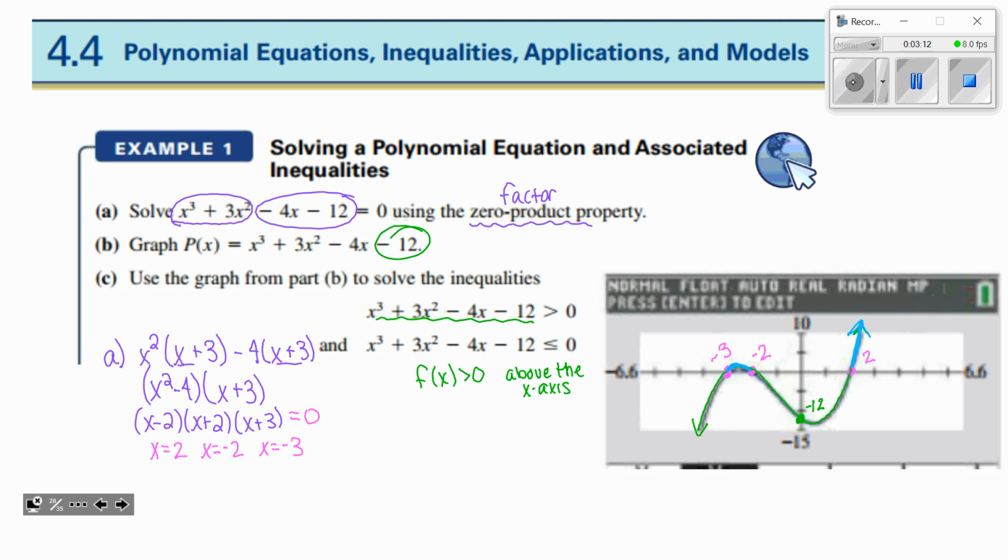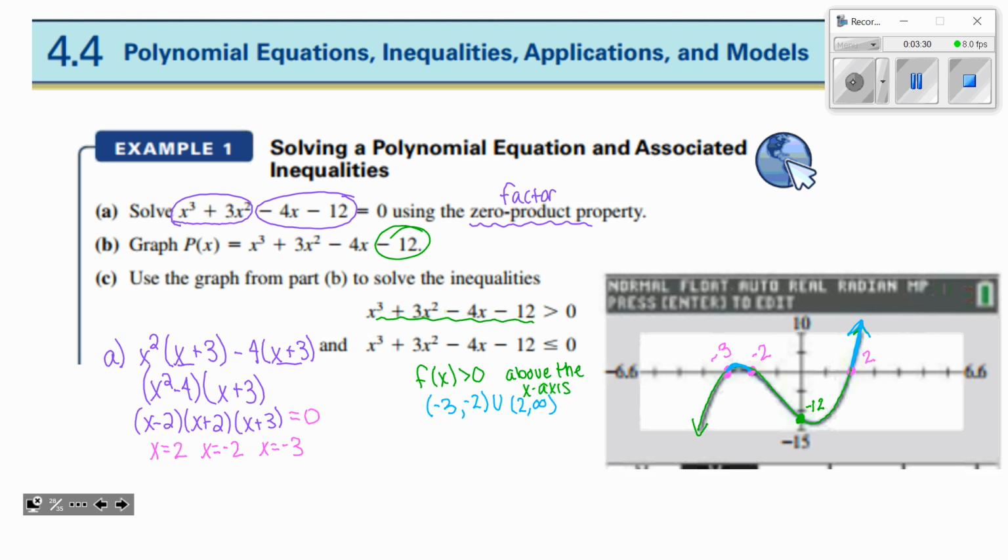So this is a greater than symbol. It's not equal to, so we have some parentheses. Negative 3, negative 2. Oops, sorry, negative 3 to negative 2, and from 2 to infinity.